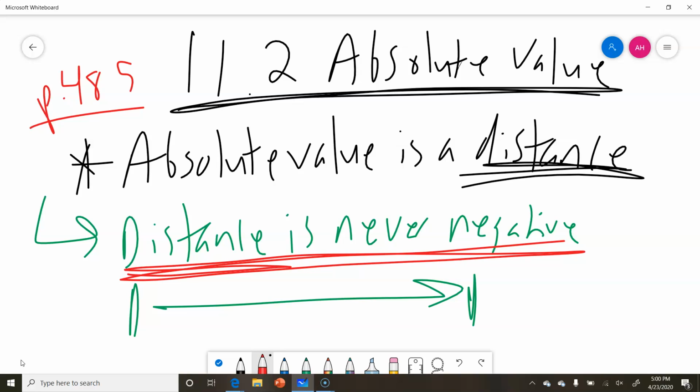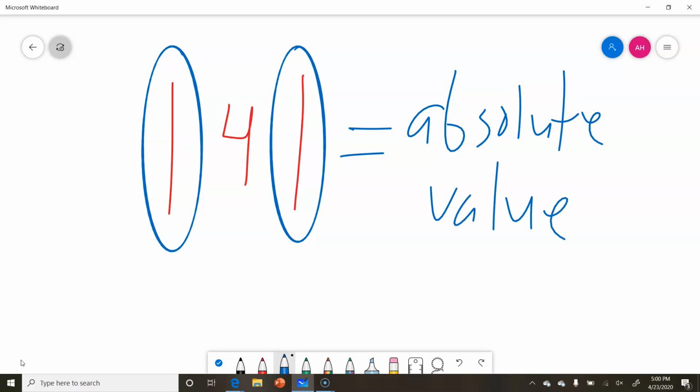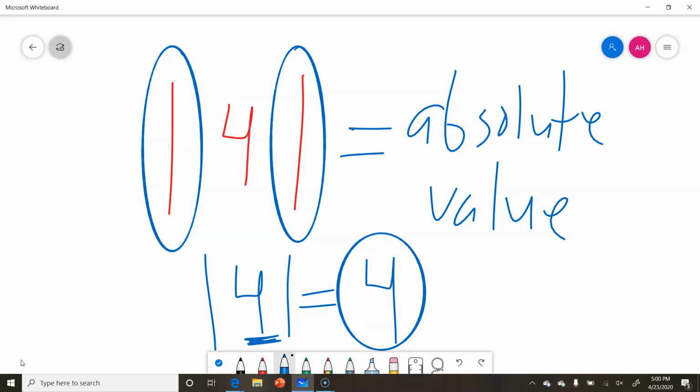So the way we write the absolute value sign looks like this. I'm going to have a number. Let's say I have 4. If I have these two lines that look like two skis around it, then that means absolute value. So if you see a number like 4 with those lines, all that means is I want to know the distance of 4. Well, the answer is 4, right? It's a distance. So if I have 4 units, then it's a distance of 4.